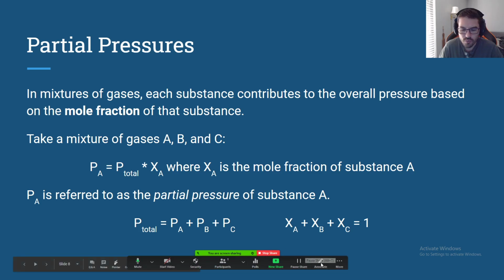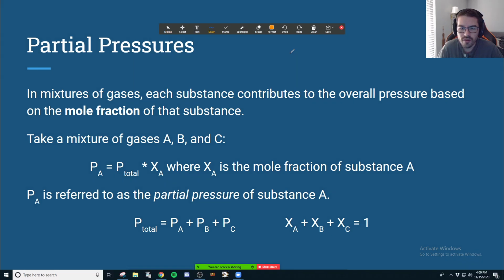Let me write down some terms here. Let's say we have 1 mole of substance A, 2 moles of substance B, and 1 mole of substance C. So we have 4 moles total. Let's also say that the total pressure is, I don't know, 10 atmospheres.